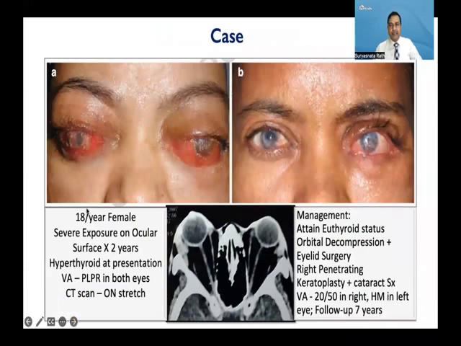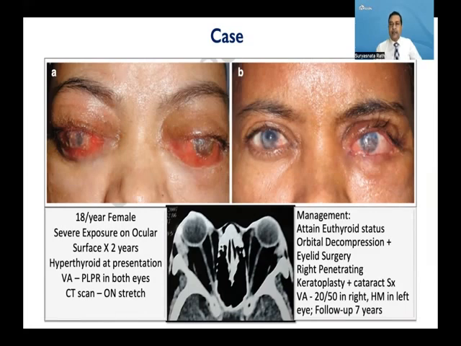We'll begin with the case. This was a young female who presented to us several years ago. Severe ocular surface changes. The clinical picture was suggestive of a burnt out thyroid eye disease, and she had barely perception of light in both eyes. The CT scan was suggestive of a fat predominant disease and an optic nerve stretch.